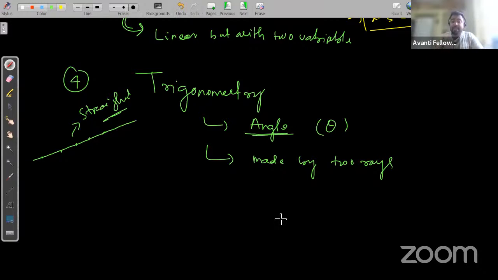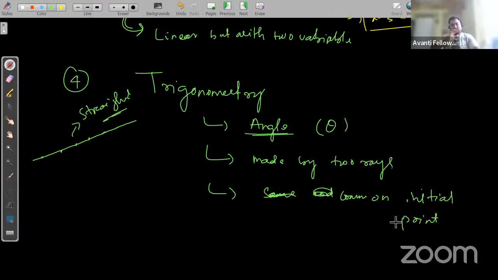That is, lines that share common endpoints. That means the two rays are having the same endpoints or initial points. Sorry, initial points, right? You have written it wrongly, no issues. Okay, any other thing? Anyone can say what is angle actually?